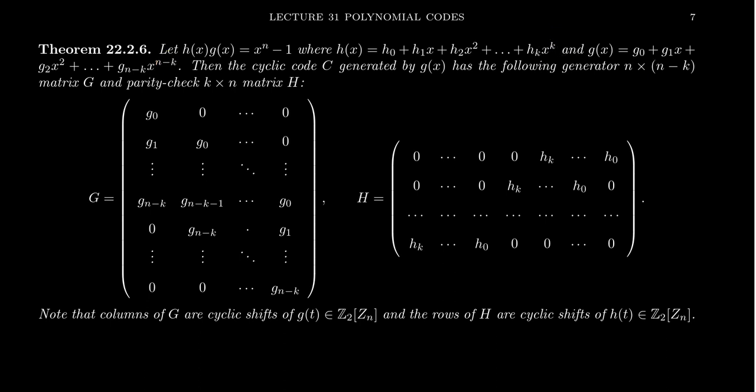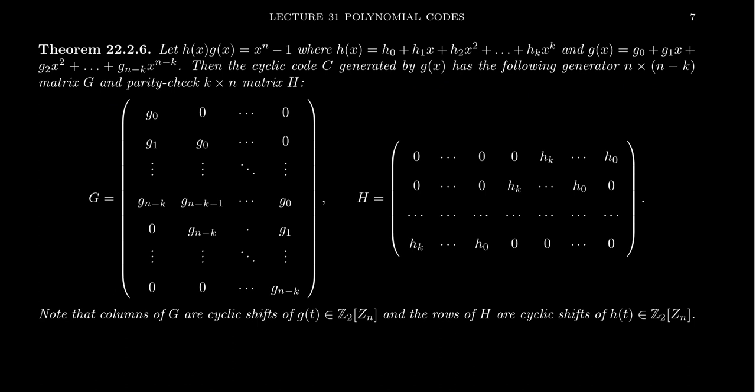Then the cyclic code generated by g of x has the following generator matrix, which will be n by n minus k, and we're going to call that G. And then you're going to have the k by n parity check matrix H. I called it canonical earlier. This isn't necessarily going to be the canonical parity check matrix because it doesn't necessarily have the form A augmented identity. But that's okay. This one's pretty awesome too. This is going to be a cyclic code that we can generate from these polynomials.